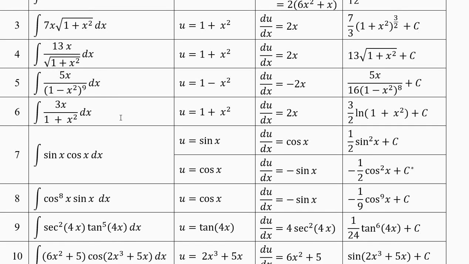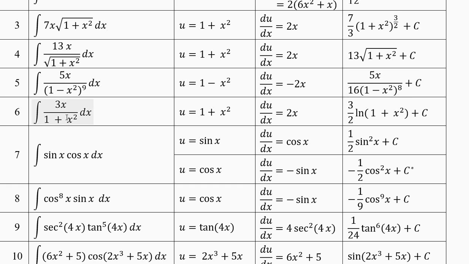Now the fifth example is again the power function. You have 5x divided by bracket 1 minus x square whole power 9, and inside the bracket you have the argument u equal to 1 minus x square. The derivative is minus 2x. Here the power is minus 9. After all the steps, minus 9 plus 1 is minus 8, so you have power 8 in the denominator in the answer. We'll have to write down the steps in order to get these numbers correct, like 13 in the fourth example, or 7 by 3 in the third example, or 5 by 16 in the fifth example.